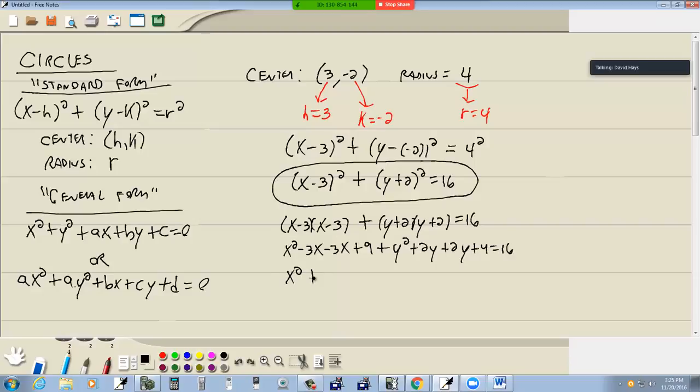So we got x squared plus y squared. Put those next to each other. Negative 3x and negative 3x is negative 6x. Then the y's. 2y plus 2y is 4y. And we got 9 plus 4, which is 13. And I'll bring the 16 over. And we end up with x squared plus y squared minus 6x plus 4y minus 3 is equal to 0.